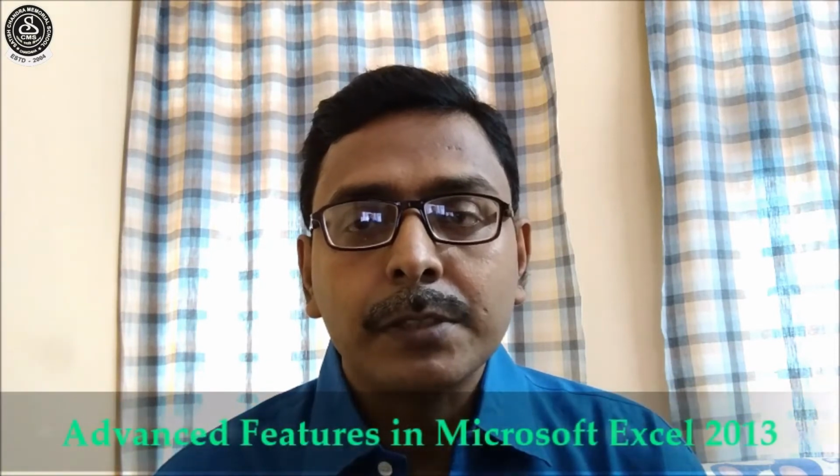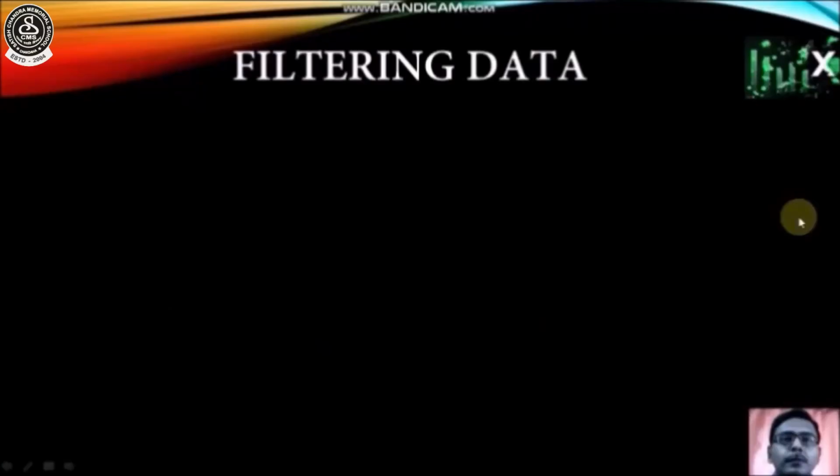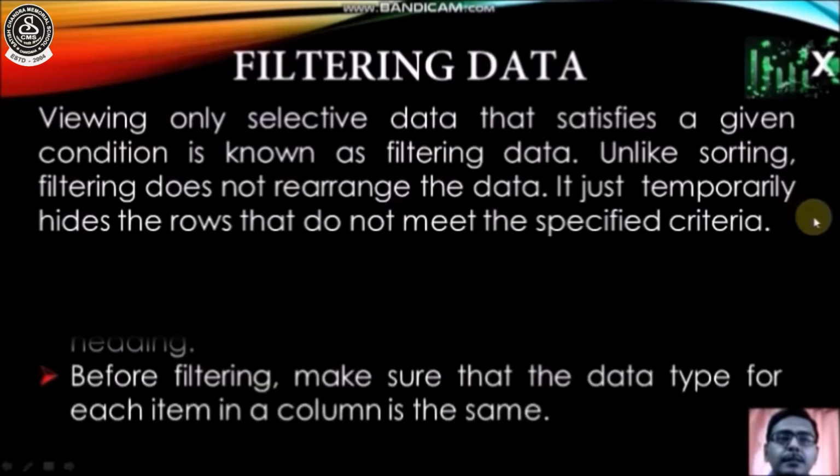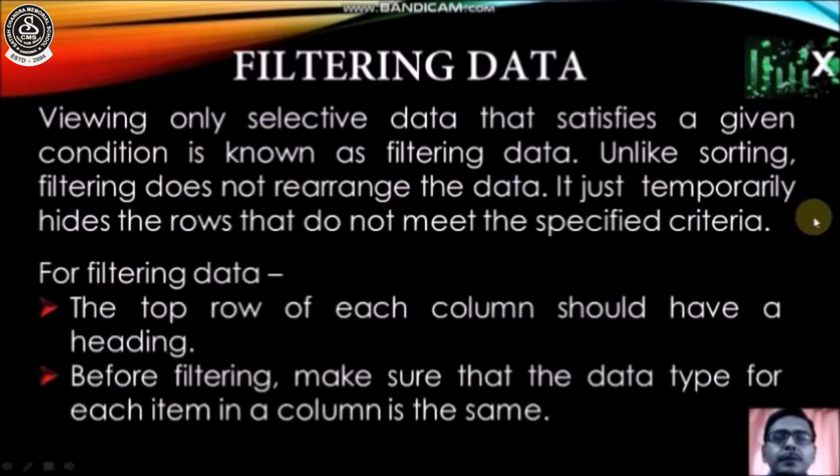Today we are going to continue with advanced features of Microsoft Excel 2013. Now let us move to filtering the data. Viewing only selected data that satisfies a given condition is known as filtering data. Unlike sorting, filtering does not rearrange the data. It just temporarily hides the rows that do not meet the specified criteria. So the rows which don't meet the condition, the criteria, it hides.